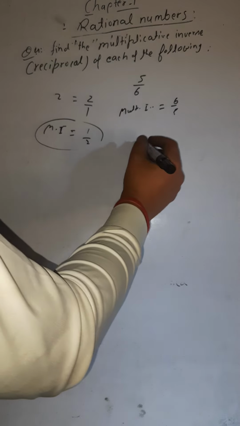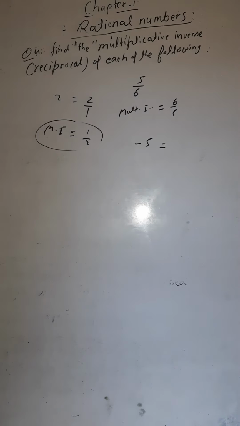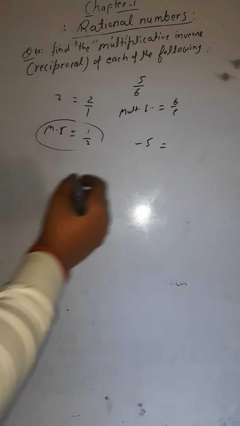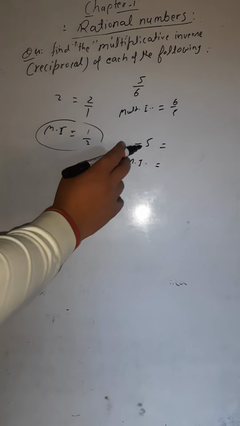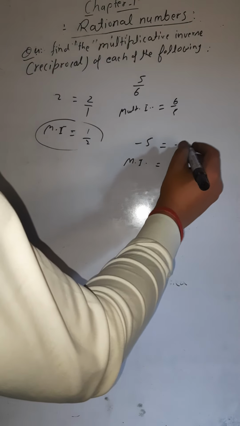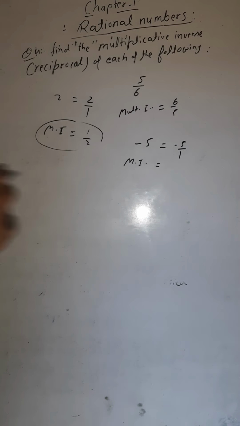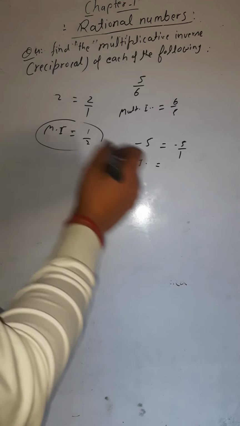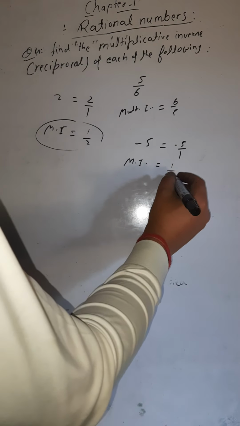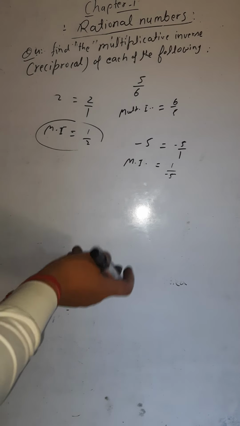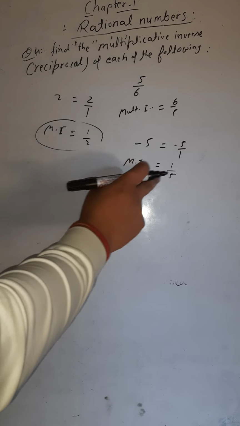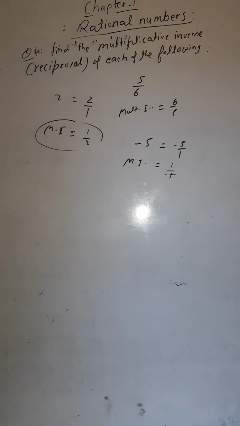Okay, suppose I have written a question here: minus 5. Can you tell me the reciprocal or the multiplicative inverse of this? Minus 5 I can write as minus 5 by 1. Am I right? Okay, so if I want to write its multiplicative inverse, this denominator will go up and the numerator will come down. So it would be 1 by minus 5 or minus 1 by 5, whichever way you want to write. Both are the same. So the multiplicative inverse of minus 5 would be 1 by minus 5. Are you getting this?